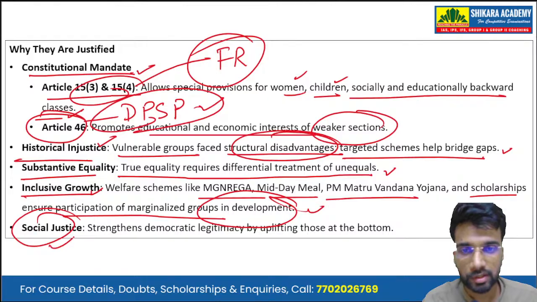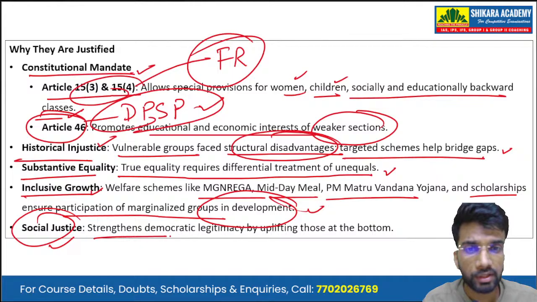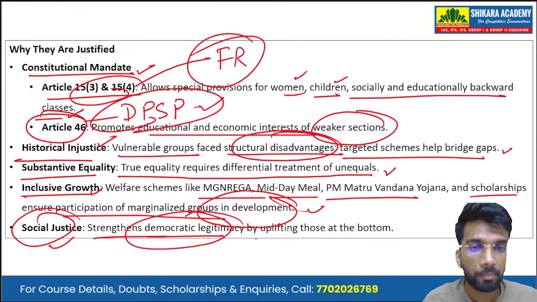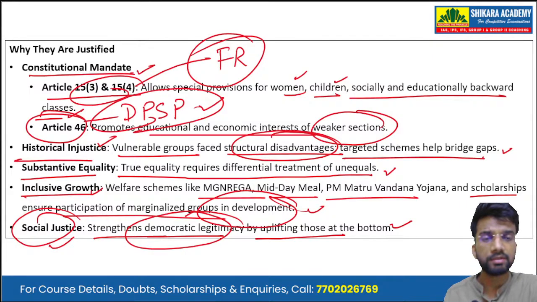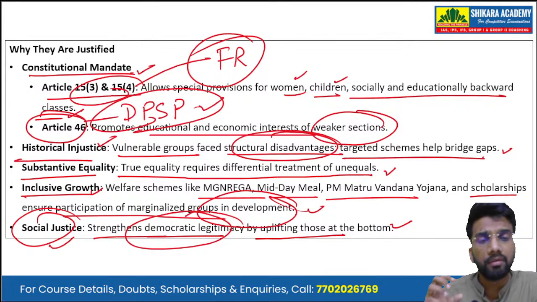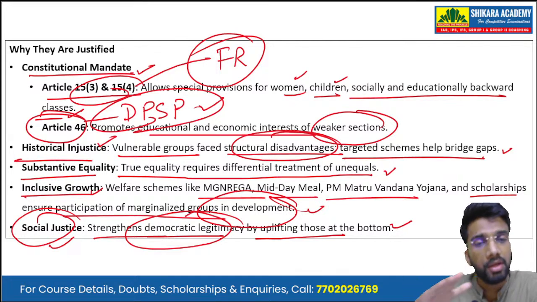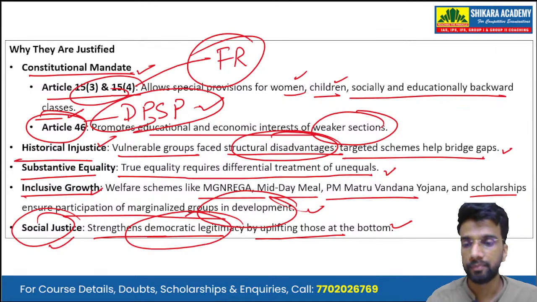Finally, it is good for social justice. These welfare schemes strengthen democratic legitimacy by uplifting those at the bottom. So the government of the day is upholding the democratic principle. It is democratically legitimate if it targets the betterment or upliftment of those people who are at the bottom of the social hierarchy or who are vulnerable.